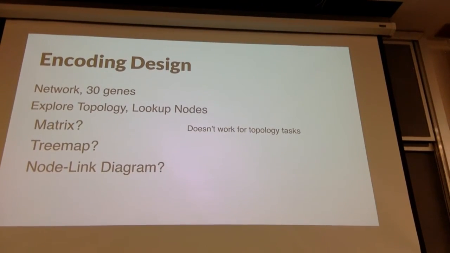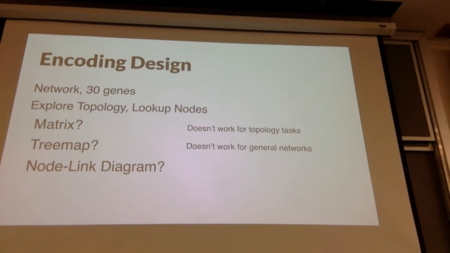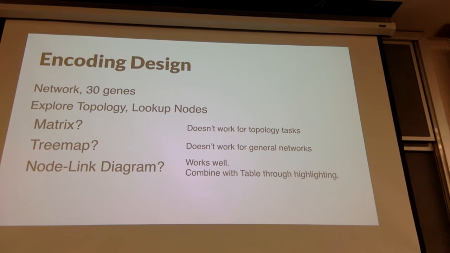Matrix layouts don't really work well for topology tasks. They don't really work well for exploring the environment of a network. Tree maps only work for trees and not for general graphs. So node link diagrams seem to be the only option. We can combine this with a table using multiple views and highlighting between the two of them.